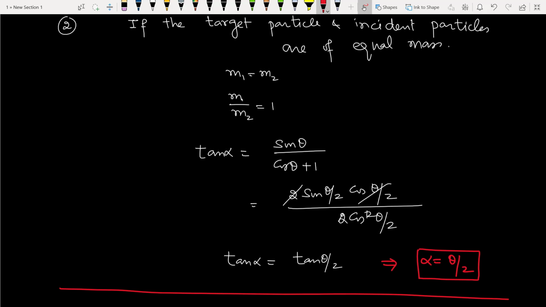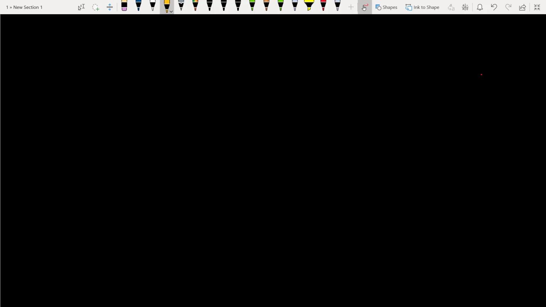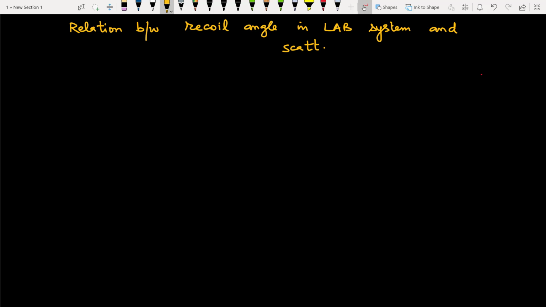So these are the correlations between the scattering angles in lab system and center of mass frame of reference. Next article is a relation between recoil angle in lab system and scattering angle in center of mass system.